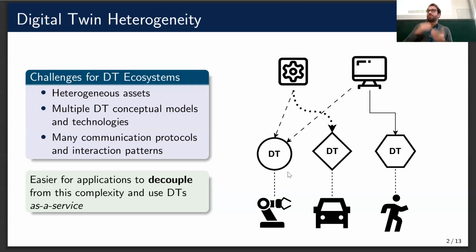And we may have heterogeneity in the technologies, so the shape that my digital twin ends up having is different, and in the communication and interaction protocols that are used for applications. And the applications may want to use the digital twin for some goal, collecting the data that they are producing, and may prefer to decouple from all this mess and use the digital twins as services.